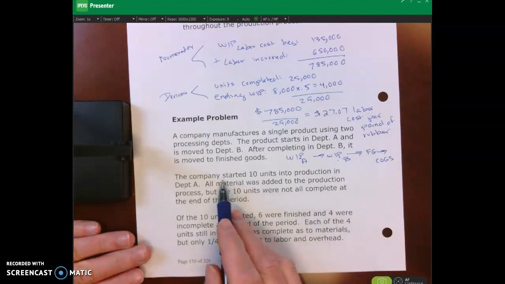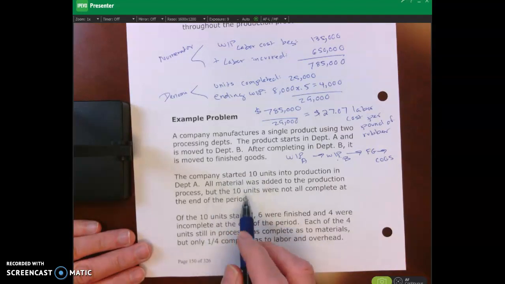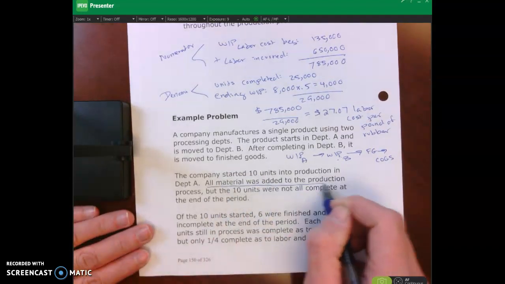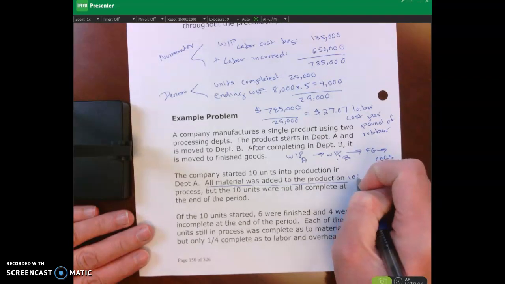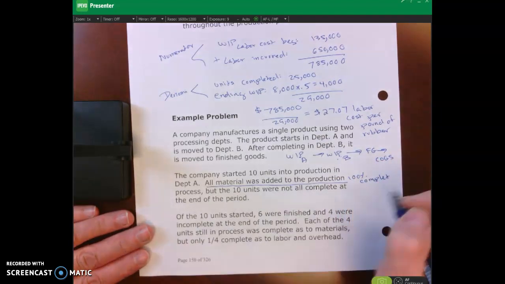It says right over here, the company started 10 units into production in Department A. All material was added. What that's telling you is 100% complete with respect to materials.